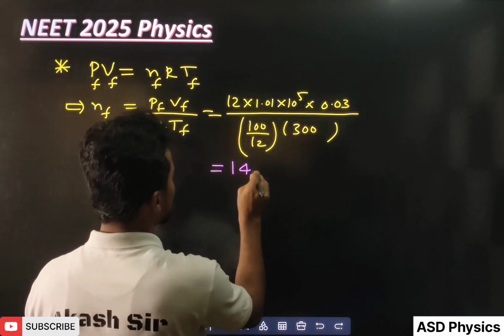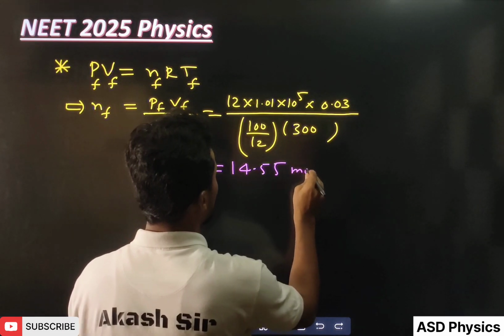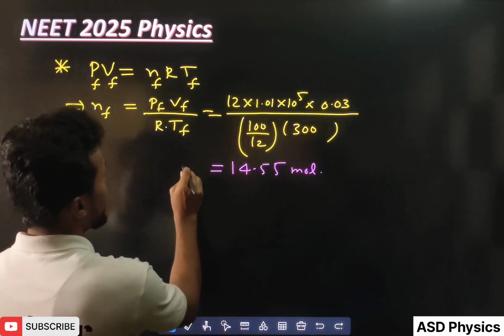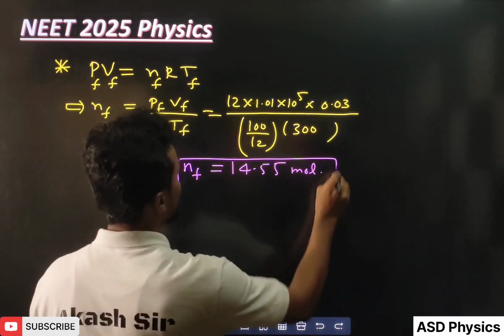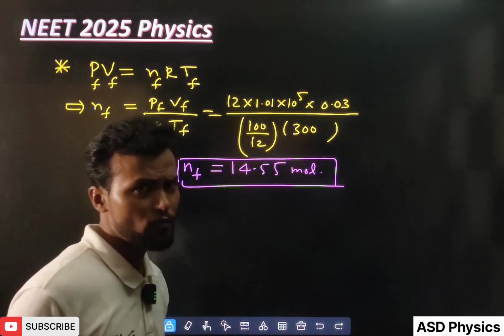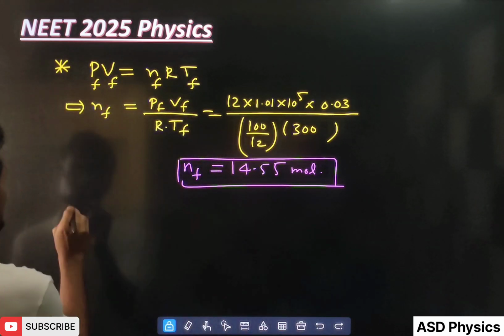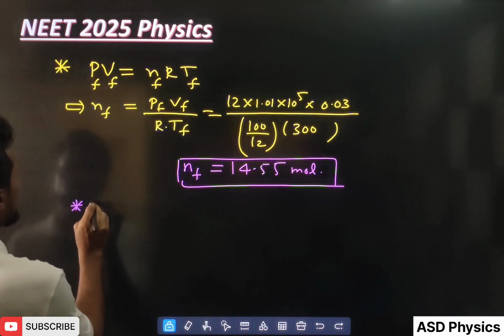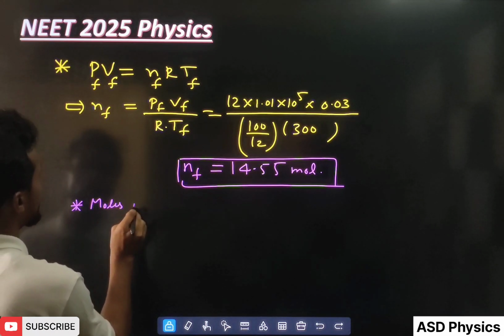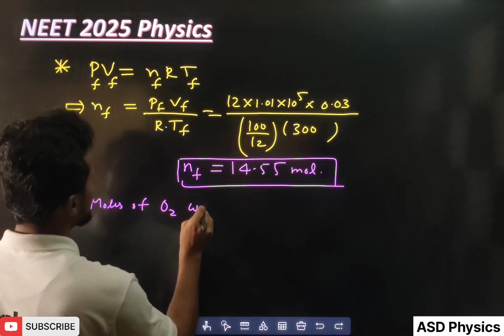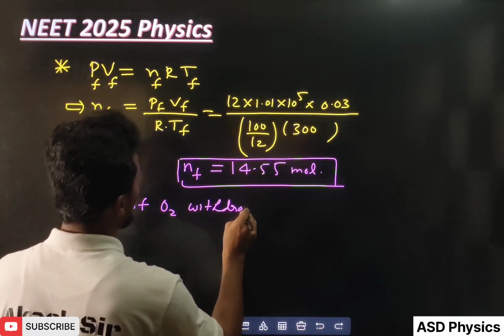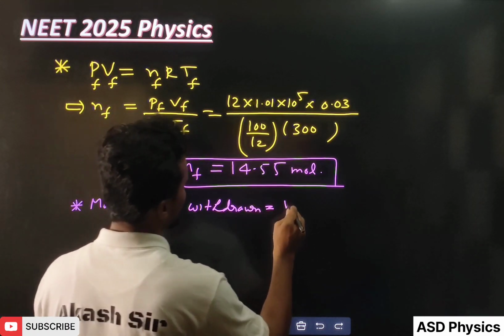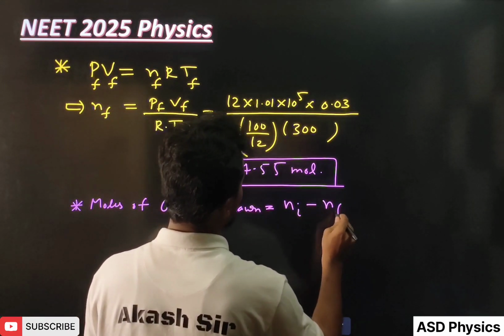Now I have done the calculation also one time. 14.55 mole here, and this is the final number of moles. And you can see very well, this final number of moles is less than the initial number of moles. So we can write moles of oxygen withdrawn. How much? We can write Ni minus Nf.